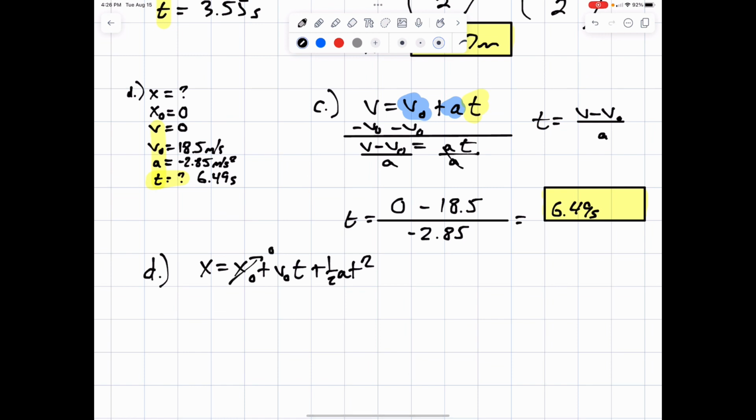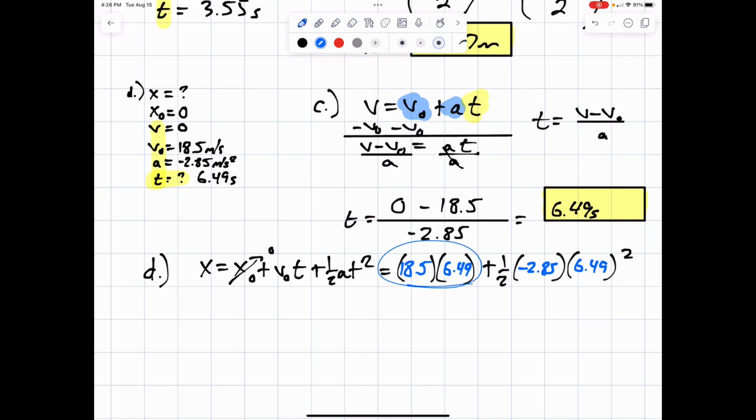Now, x naught was 0, so v naught t plus 1/2 a times t squared. So v naught was 18.5 times time, 6.49. The acceleration, negative 2.85 meters per second squared, and again, 6.49 right there. So if you take this in chunks, if I do this part first, 18.5 times 6.49, we're getting about 120.065, plus a negative is a minus.